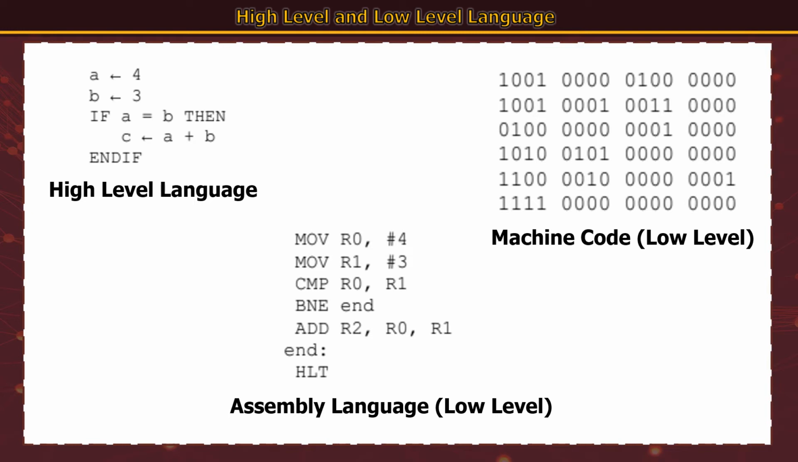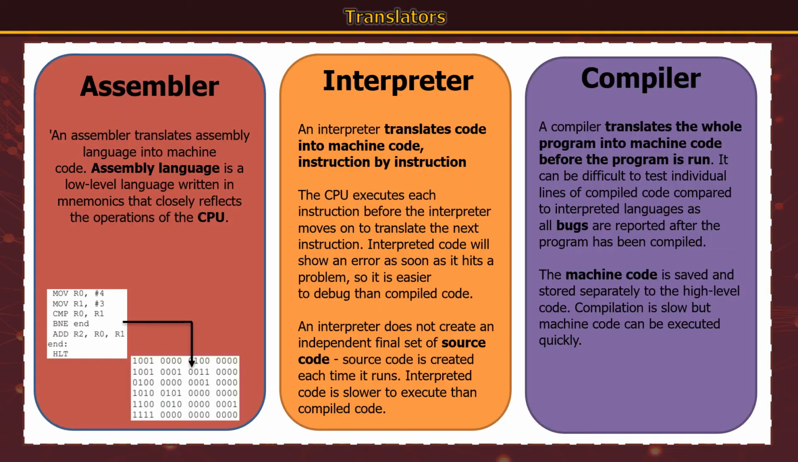You need to know that machine code is classed as low level, assembly language is classed as low level, and something like Python is classed as high-level language. The 3 translators you need to know are assembler, interpreter and compiler. An assembler takes assembly language and converts it into machine code. An interpreter takes a high-level language and converts it line by line into machine code. A compiler takes the whole high-level program and converts it in one into machine code.